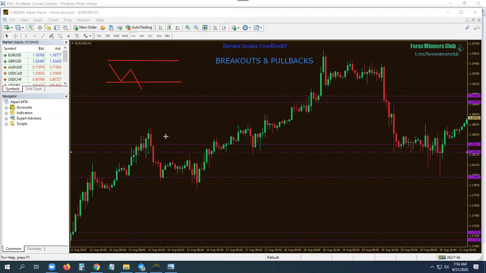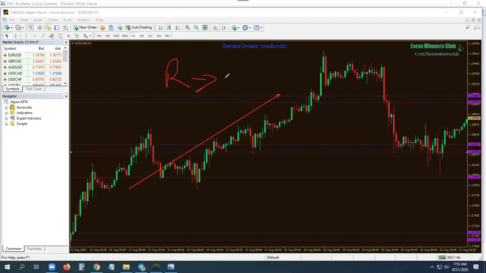Now remember, the market has only three directions. It can go up, it can go down, or it can go sideways within a range. So for a market to continue going up like this, it must continue breaking levels. So whenever you hear of an uptrend, what comes to your mind? Resistance will be broken. When you're going up, resistance must be broken.